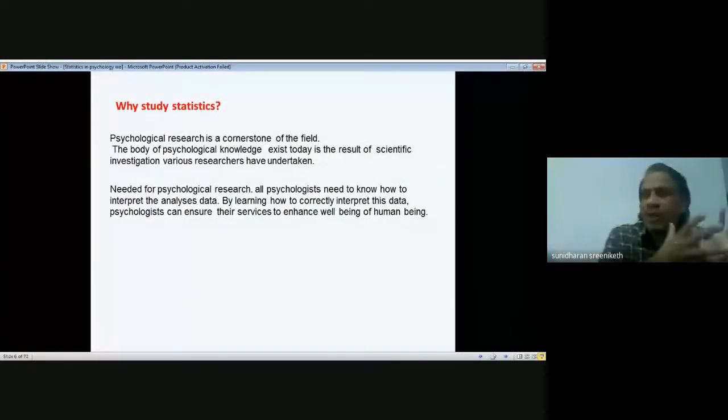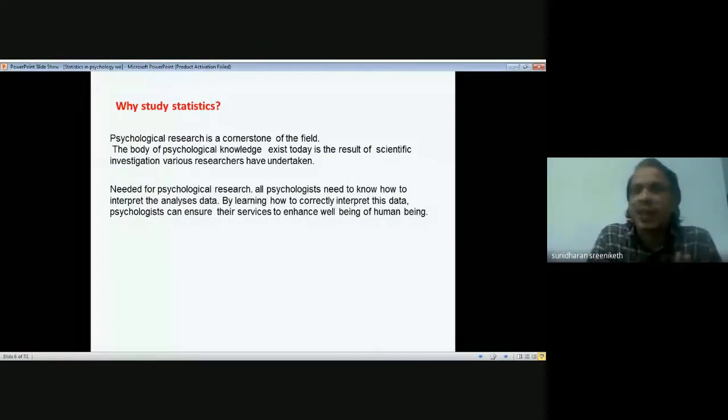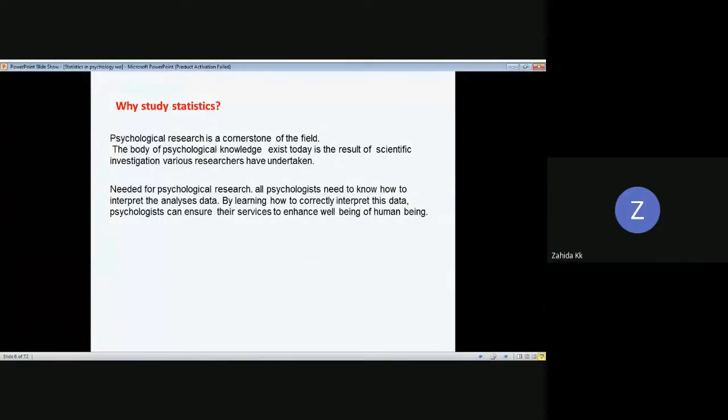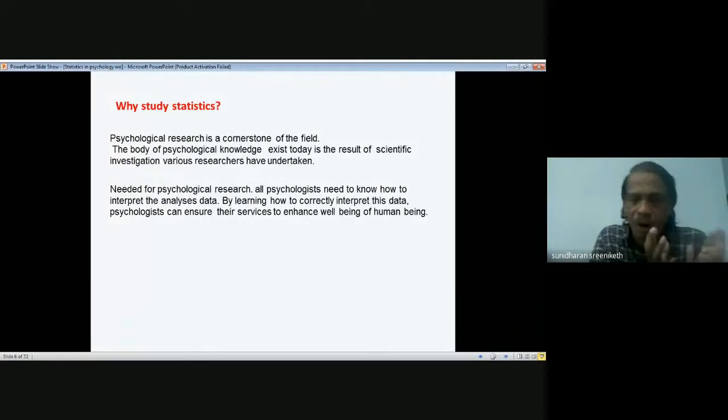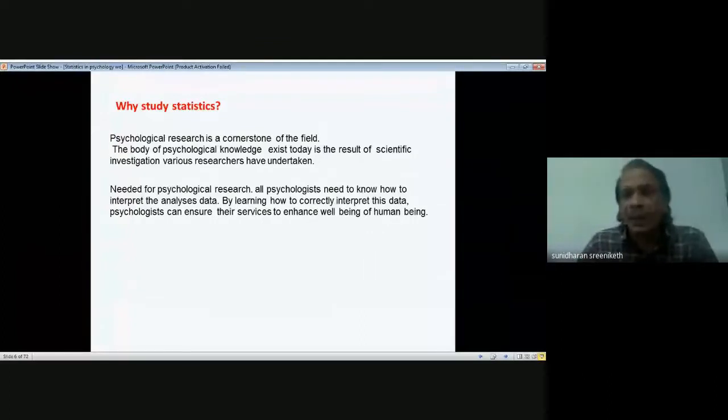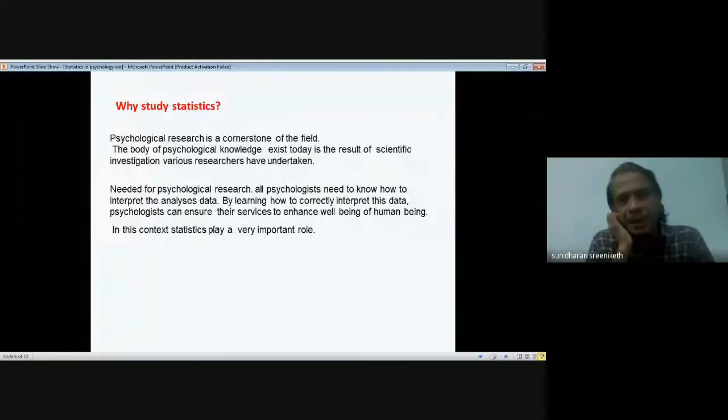So by learning how to correctly interpret the data, psychologists can ensure their service enhances the well-being of human beings. This is very important for psychologists, because we are dealing with different kinds of information about the human mind. And only by correctly interpreting this data can we ensure that psychological service enhances the well-being of human beings. In this context, statistics is very important for psychologists working in various subfields of psychology. Okay, so this is very important.